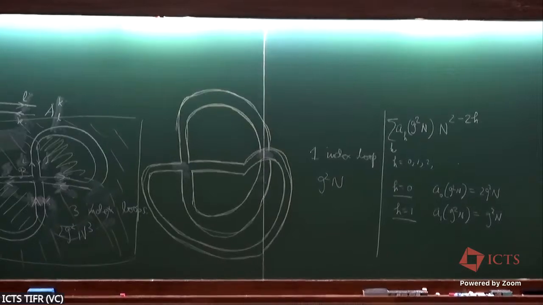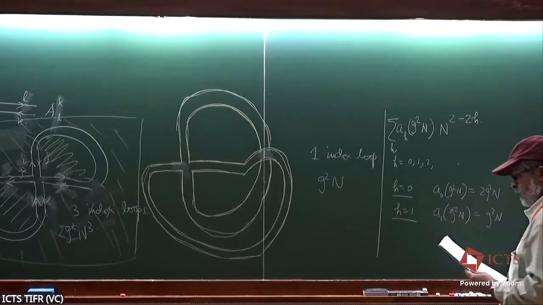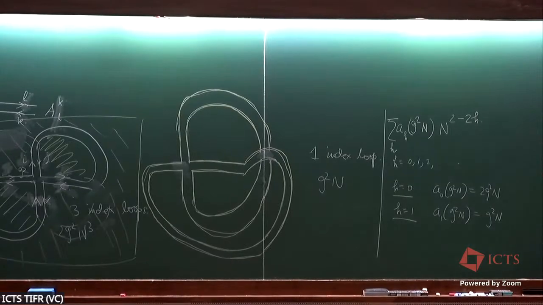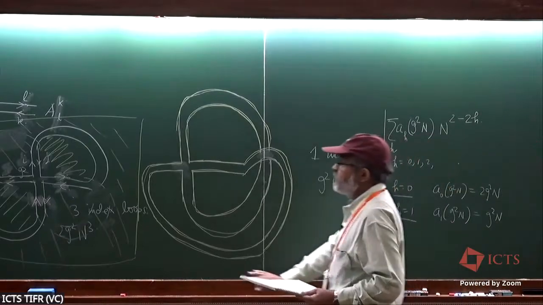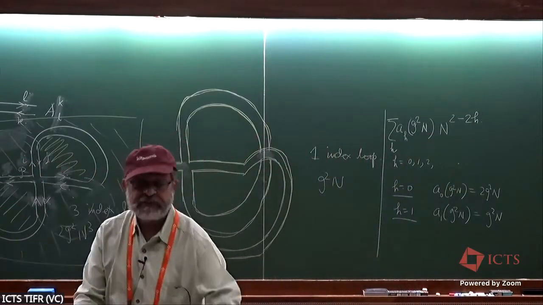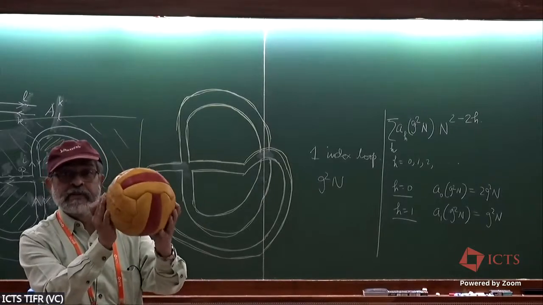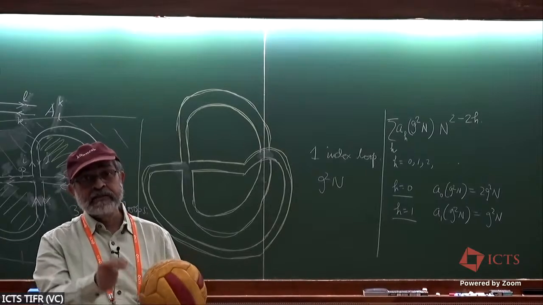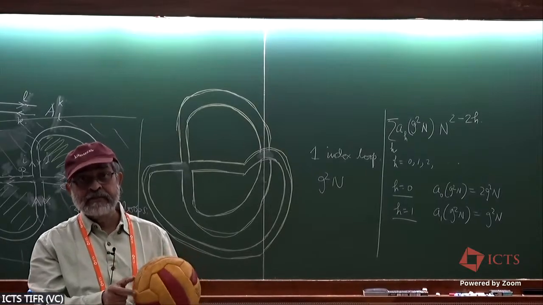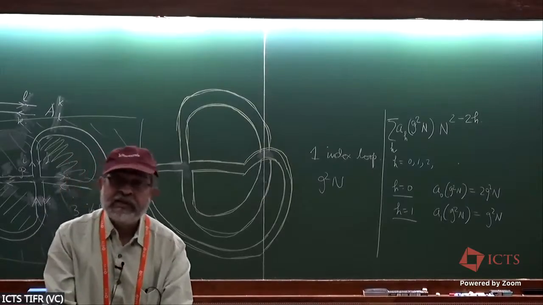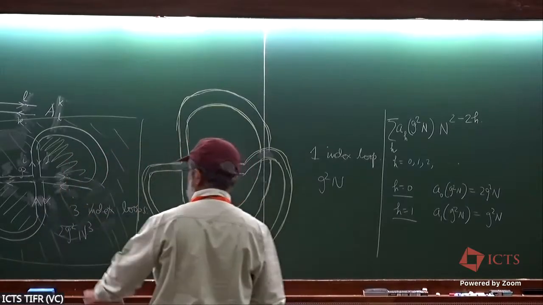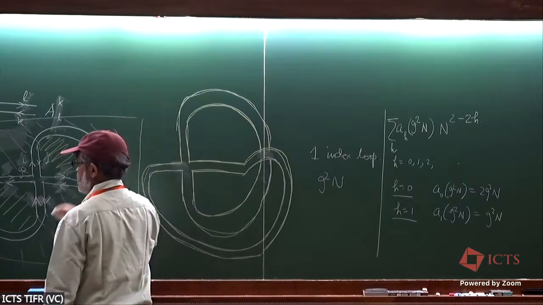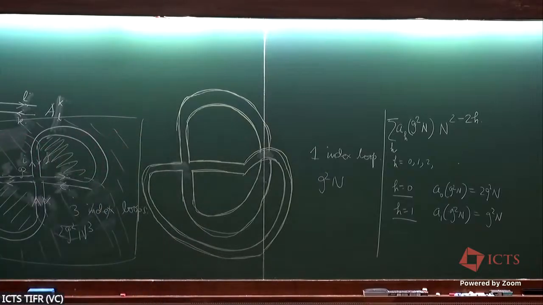So h is the number of handles. Here I didn't need any handle at all. It's this, that's it. But this cup is a sphere with a handle like this. I need one handle here. So you agree that the result that I got, namely 2G here, is of that form, right?